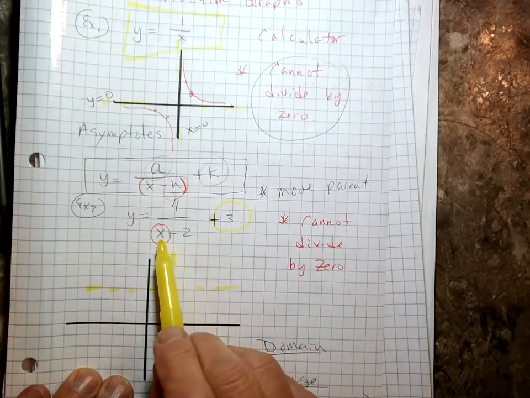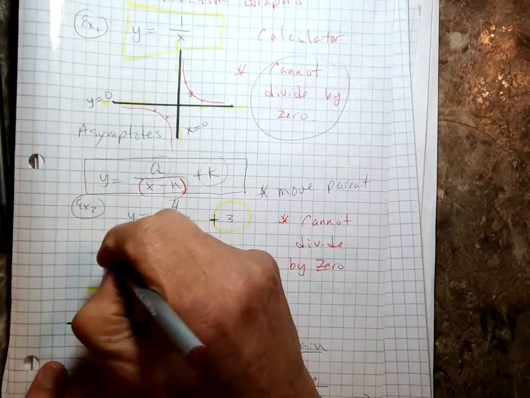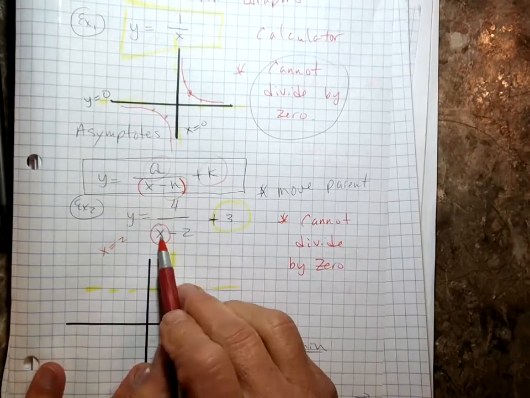Now, think about this. If x were 2, okay, we're going to hold on. If x, think about this. If x were equal to 2, you put 2 here.